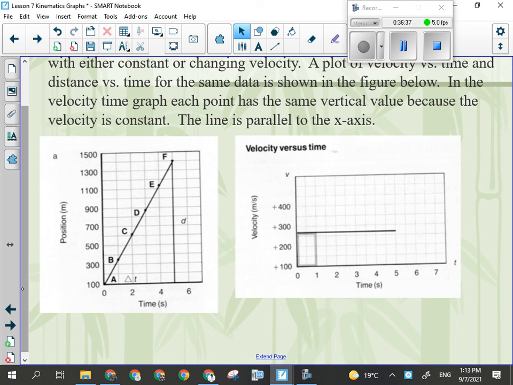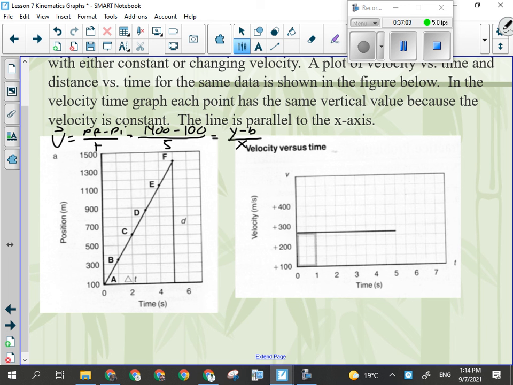Okay, so if I do that on this graph, essentially I'm going final position minus initial position over time. That's going to be 1,400 meters minus 100 meters over 5 minus 0, so 5. And guys, this also translates to y minus b over x. I'm essentially calculating the slope of this line. So that's 1,300 over 5, which is 260 meters per second in a positive direction, which is exactly where that line lands on the velocity versus time graph.